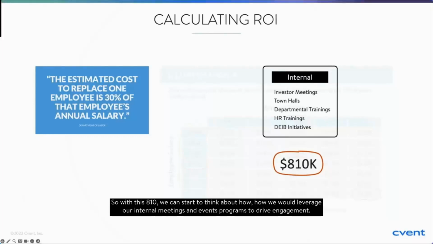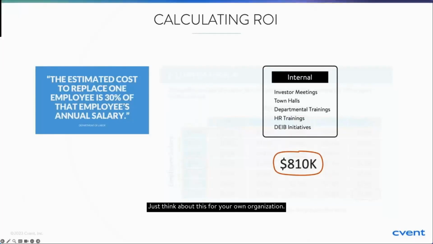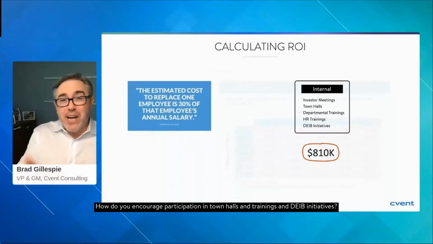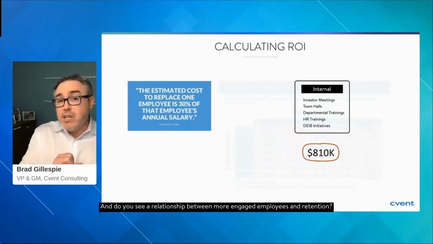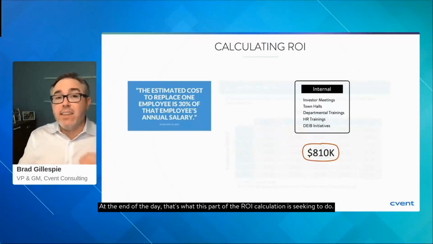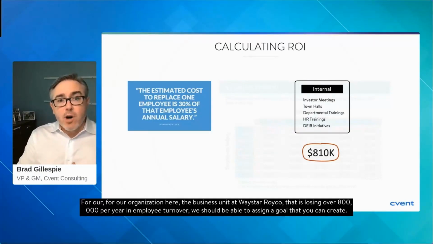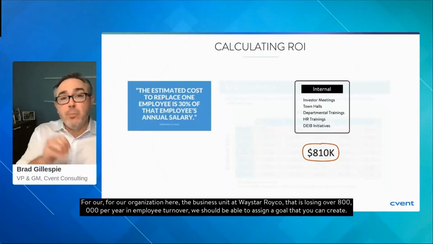to drive engagement. Just think about this for your own organization. How do you encourage participation in town halls and trainings and DEIB initiatives? And do you see a relationship between more engaged employees and retention? At the end of the day, that's what this part of the ROI calculation is seeking to do. For our organization here, the business unit at Waystar Royco, that is losing over $800,000 per year in employee turnover, we should be able to assign a goal that you can create.